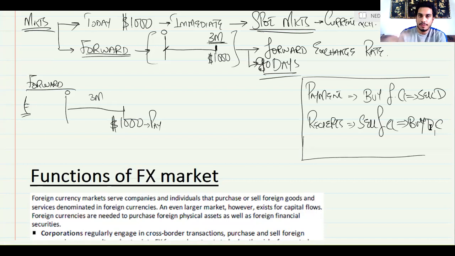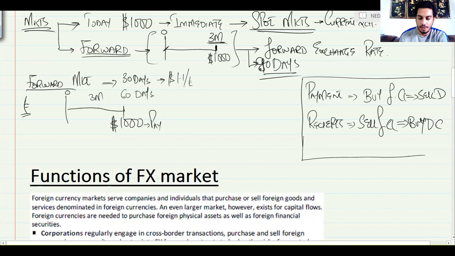Let's suppose you go to the forward market. There are rates offered to you. The 30 days forward rate is offered to you at, let's suppose, 1.1 dollars per euro. For 60 days, the forward rate is given to you as 1.11 dollars per euro. And for 90 days, the rate is given to you as 1.12 dollars per euro. So different rates are offered to you.